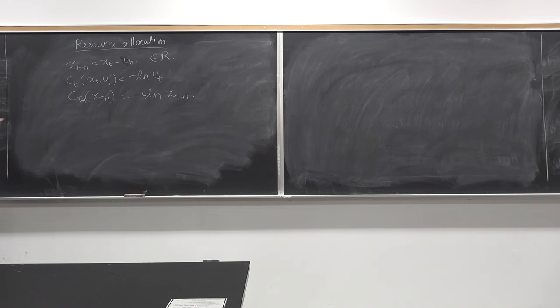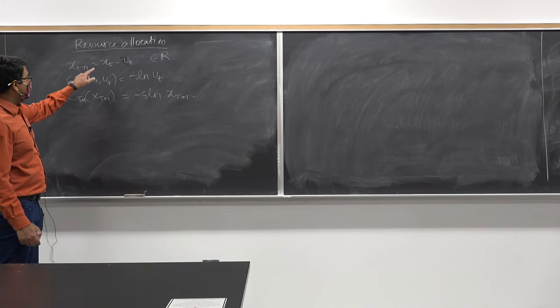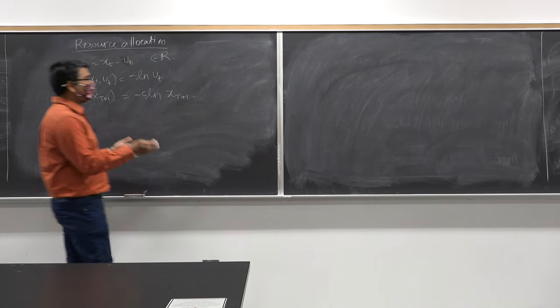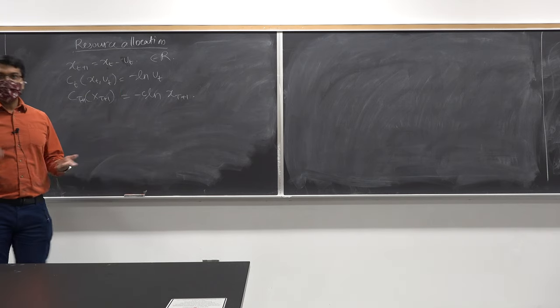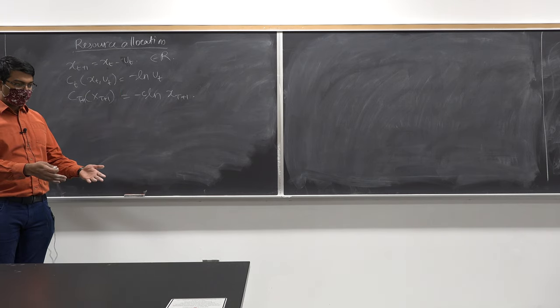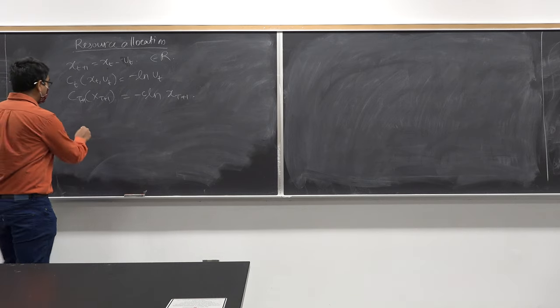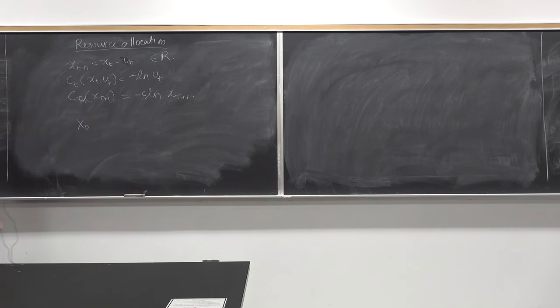So what this is trying to say is, I have some initial resource, so let's say I'm retired. Well, retirement is maybe a bad example. Let me give you another example. Suppose I'm in the mining industry, and I came to California, and I saw that there is a gold mine in California, okay? And there is x naught amount of gold today.